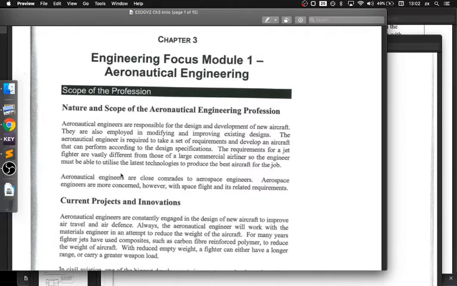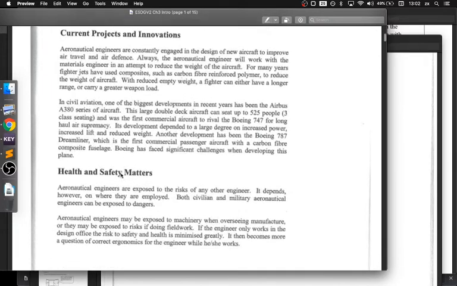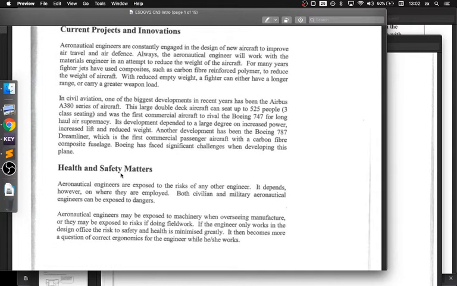Okay, so current projects and innovations. When this book was being written, I think this book's about 10 years old now, or at least this text might be 10 years old, the Dreamliner was the big thing in development.